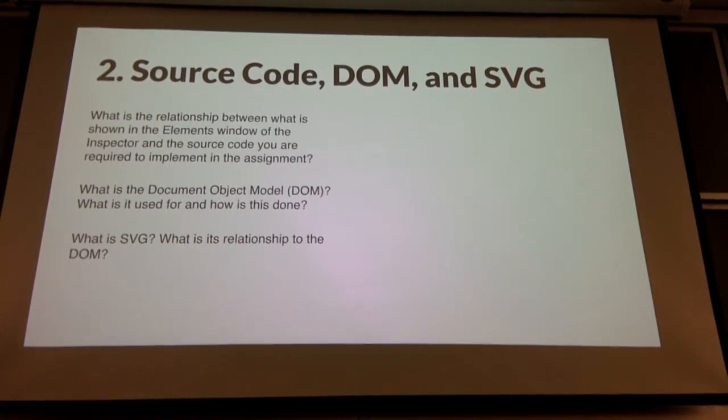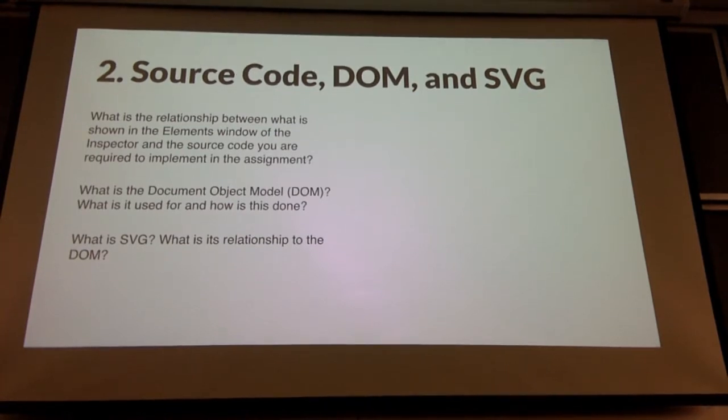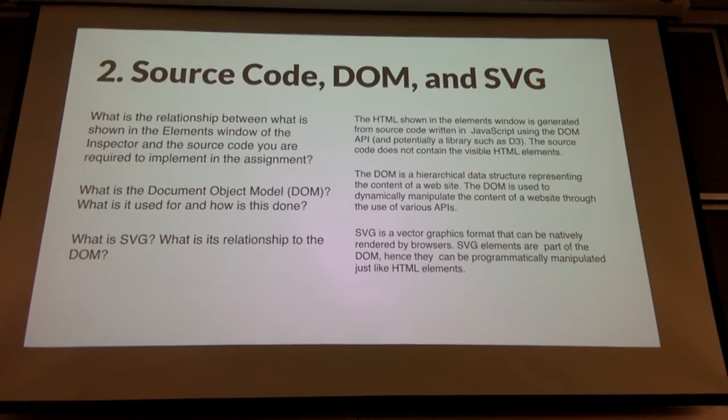And then this question here, what is the document object model and what is it used for and how is it done? The DOM is like the browser's internal representation. Exactly. So the DOM is the internal representation of the elements, but it's also an API for us to interface with. So it's both. We have the DOM API and we have the internal representation. The third part is what is SVG? And SVG is quite obvious. SVG is scalable vector graphics. And what is the relationship to the DOM? So SVG is part of the DOM, right? It's text like HTML, a slightly different syntax, but it is simply part of the DOM. So here are our reference answers. SVG elements are part of the DOM, hence they can be programmatically manipulated just like HTML elements.